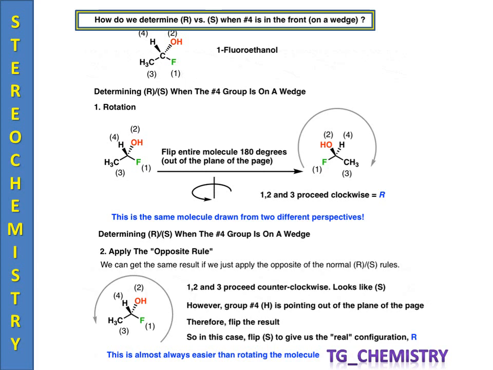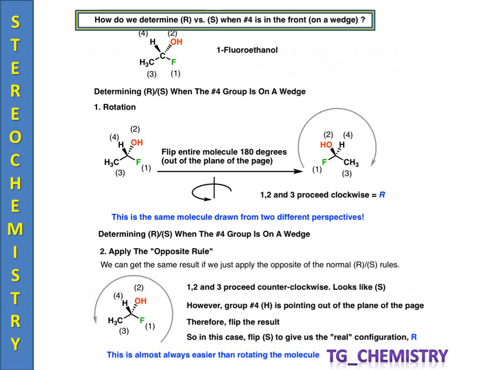Now another question: how do we determine R and S when the fourth group is in front, or on a wedge position? So far in the last slide, we've seen the fourth group is already in the back side, away from the viewer, so we don't need to do anything. We just need to follow the 1, 2, and 3 sequence, and we assign the term R or S for the chiral center. Now what happens if the fourth group is in front, towards the viewer, that is, in a wedge orientation?